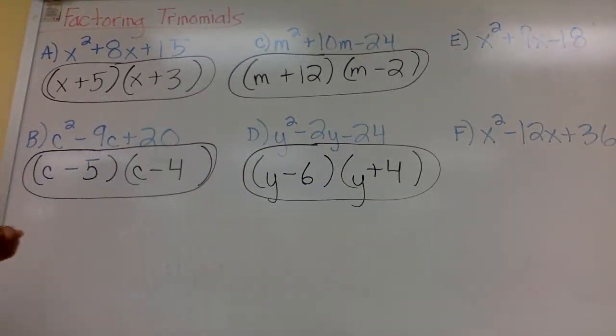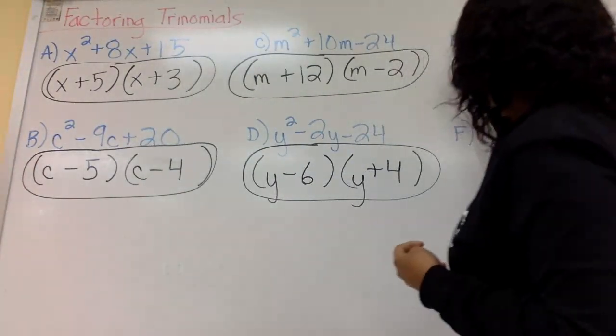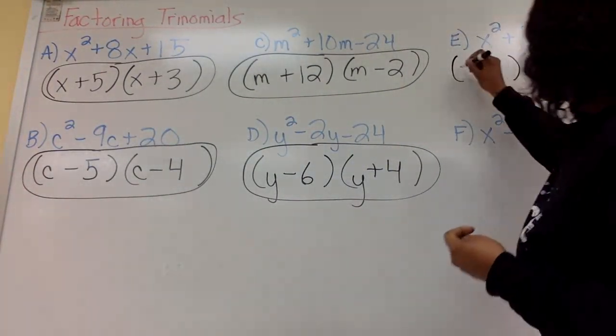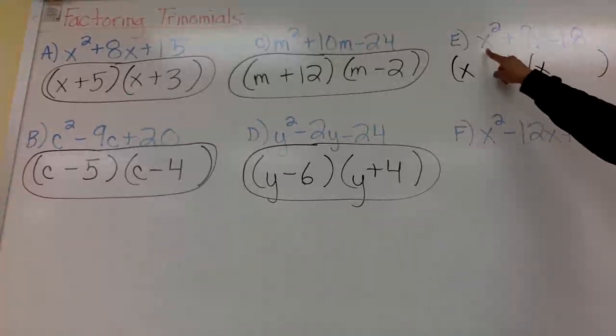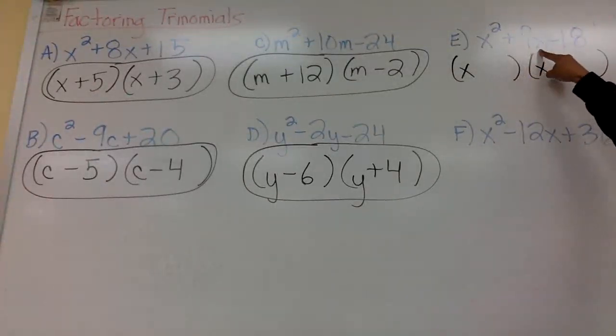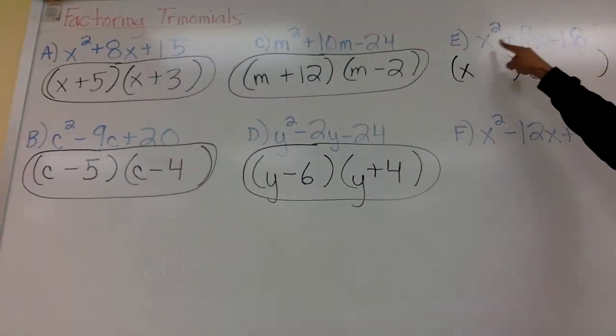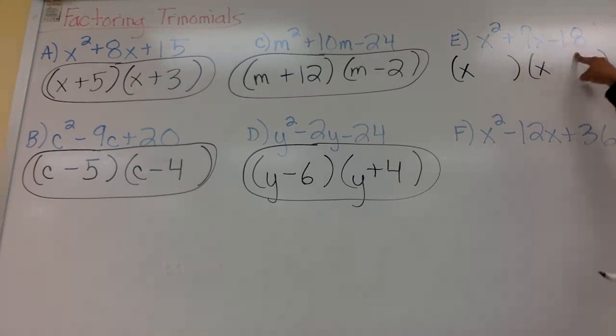Okay. A couple more that we're going to try. We got this one up here. So we're going to set up our parentheses. Something times something has to give me x squared. So this problem is x squared plus 7x minus 18. So we are factoring x squared plus 7x minus 18.